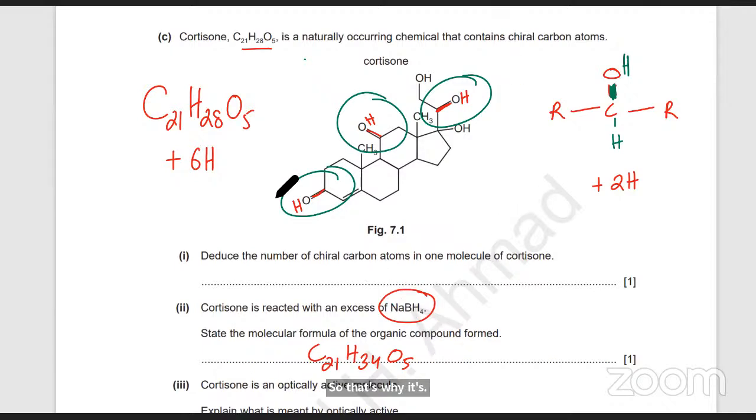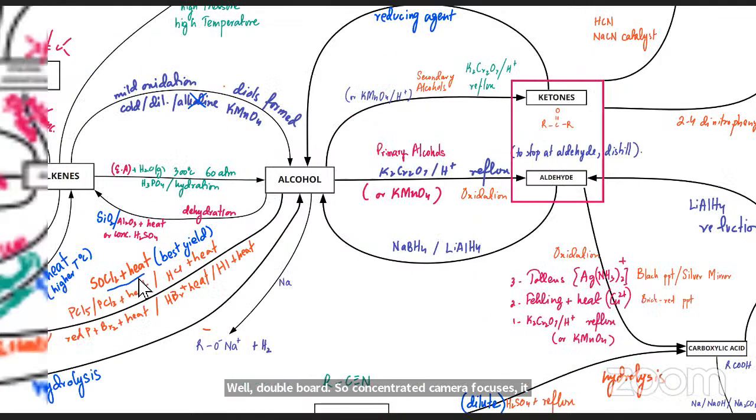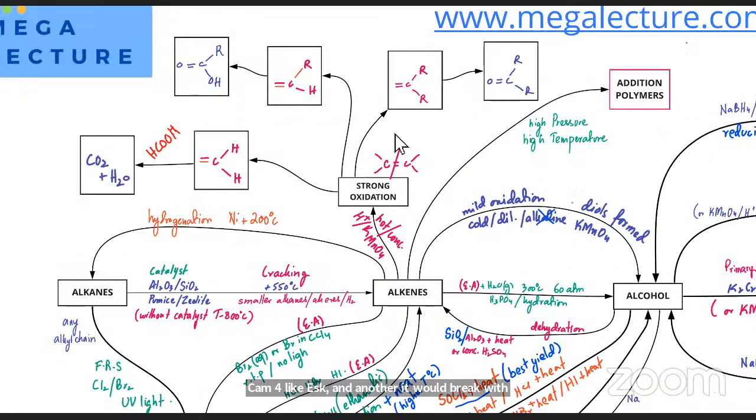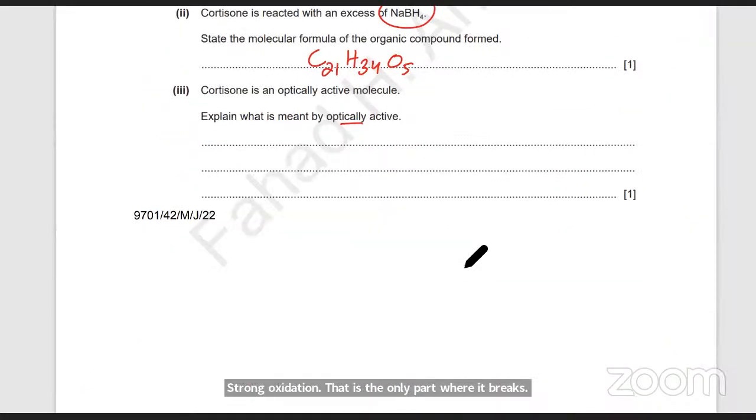With NaBH4, the only thing you have to remember is to forget the double bond. Why would it break? But the double bond would break with concentrated KMnO4. Like in AS, it would break with strong oxidation. That is the only part where it breaks. Otherwise, it won't break.